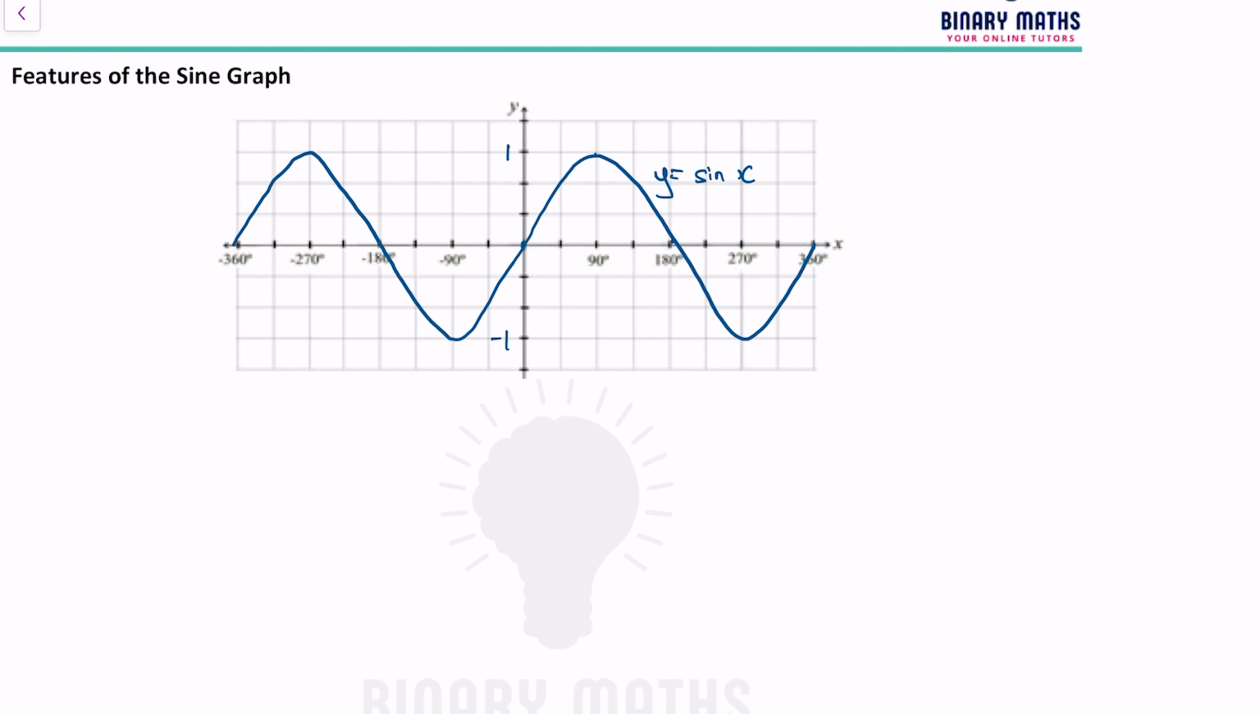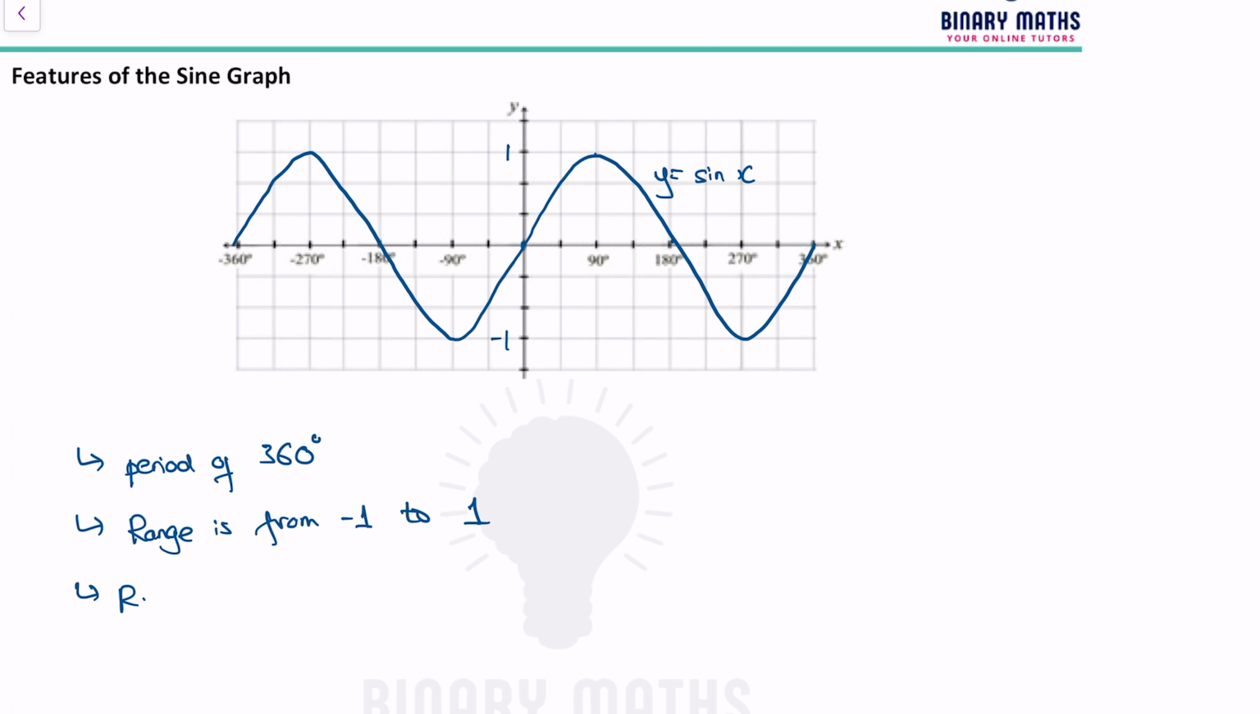Now, if I wanted to go through the features of this graph, because it repeats every 360 degrees, we say it has a period of 360 degrees. The range, which is the y value it takes, is from -1 to 1. So the lowest point is at -1, the highest point is at 1.